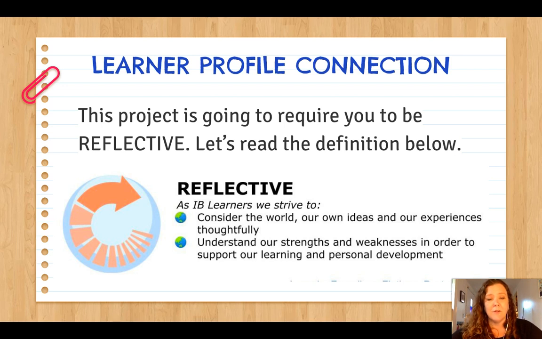It says, as IB learners, we strive to consider the world, our own ideas, and our experiences thoughtfully. It means to really think deeply about the world around us, how we are doing, how we are interacting with that world, and what our experiences mean. We also strive to understand our strengths and our weaknesses in order to support our learning and personal development. So we're not good at everything. Everybody's not good at the same things. What are you good at? And what could you work on?